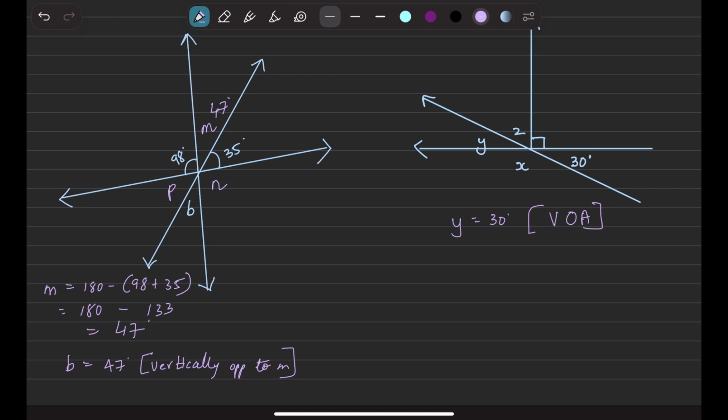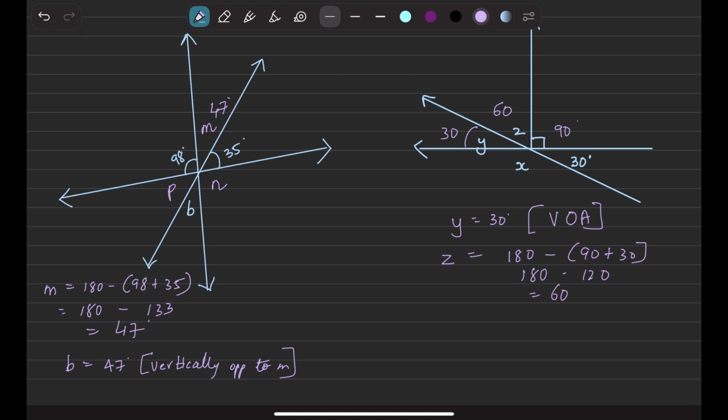Shortcut I'm writing. This means this is 90 degrees, and I'm going to specify. Y we already found out as 30. So how much is Z? 180 minus 90 plus 30. 60. Now what about X? Is it vertically opposite to 90 degrees? Or is it vertically opposite to 60? No, it is not vertically opposite to anything.